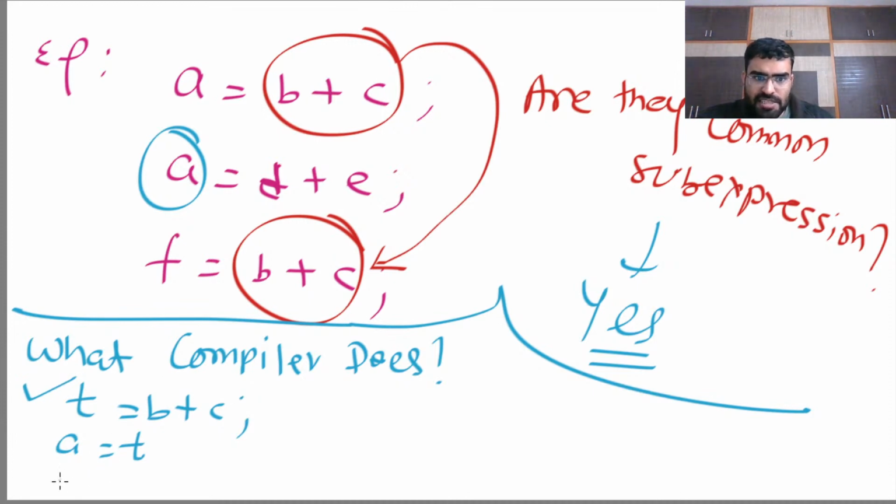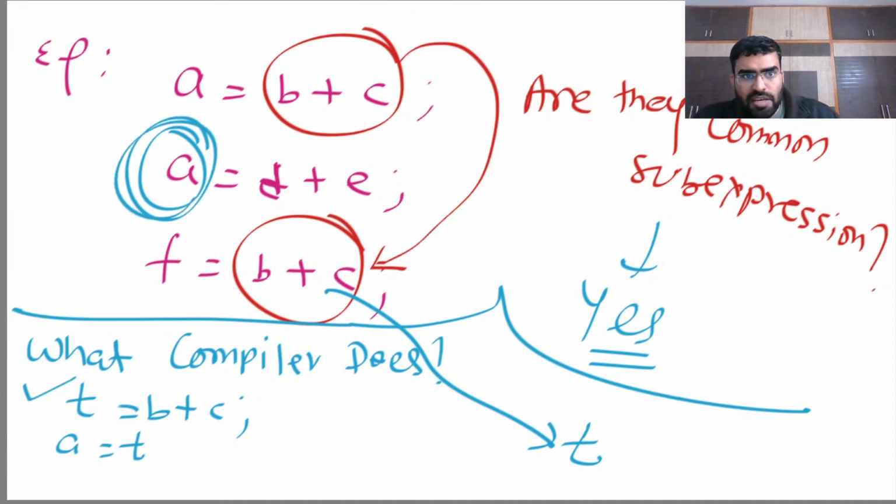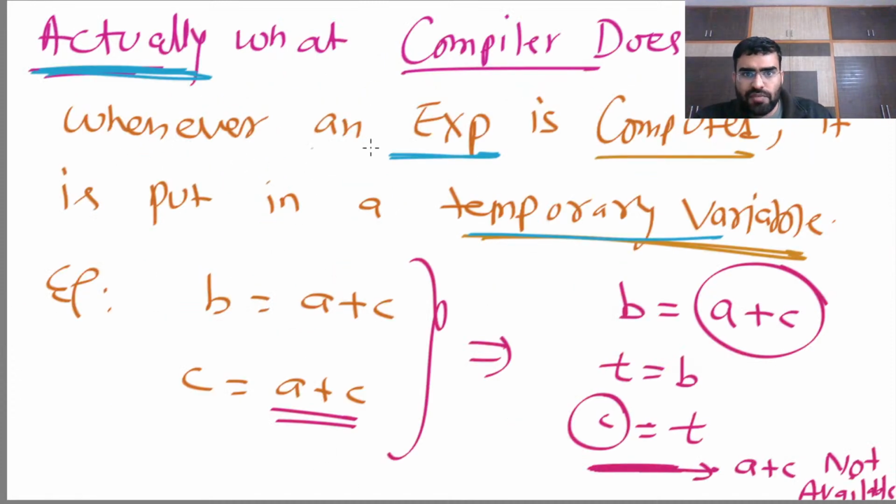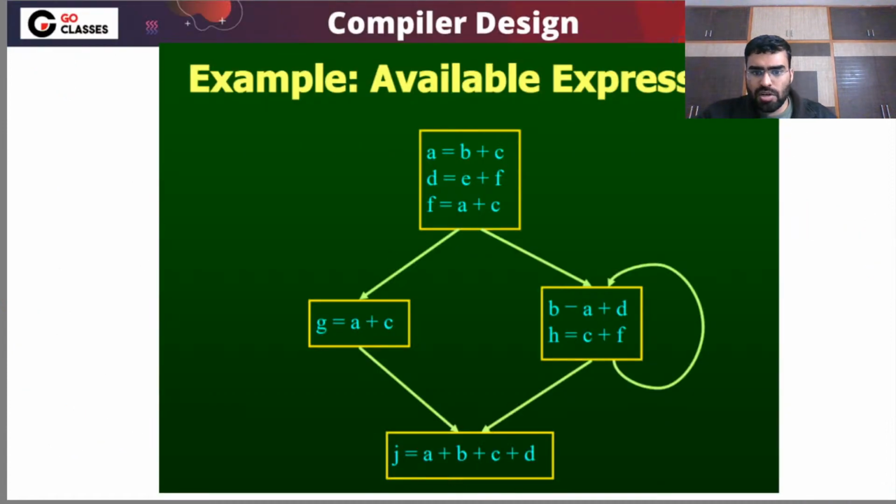So this a changing, that is fine, but this b plus c is actually replaced with the t. It is available already in the temporary variable. So whenever an expression is computed, it is put in a temporary variable, and then b equal to t. This is what your compiler will do.